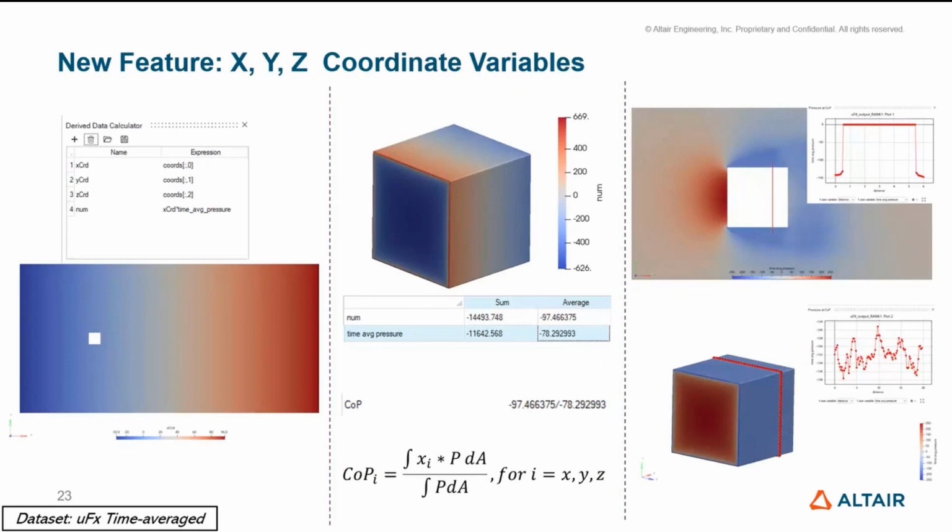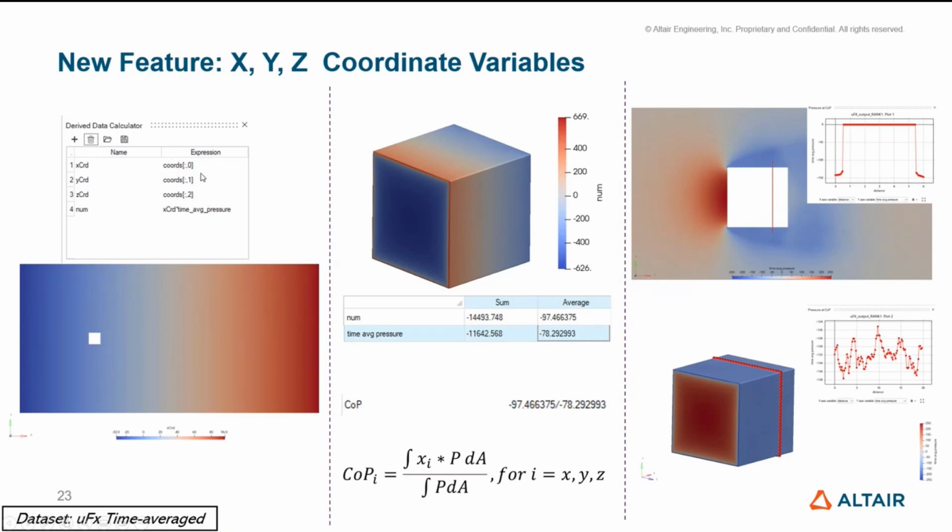So I did just want to highlight why essentially we added XYZ coordinate variables. Sometimes users do need to get an indication of the location within their models. So in this case, moving from left to right here, we can look up the XYZ coordinate variables using the derived function calculator. And you can see here we have an internal expression to define that coordinate vector.